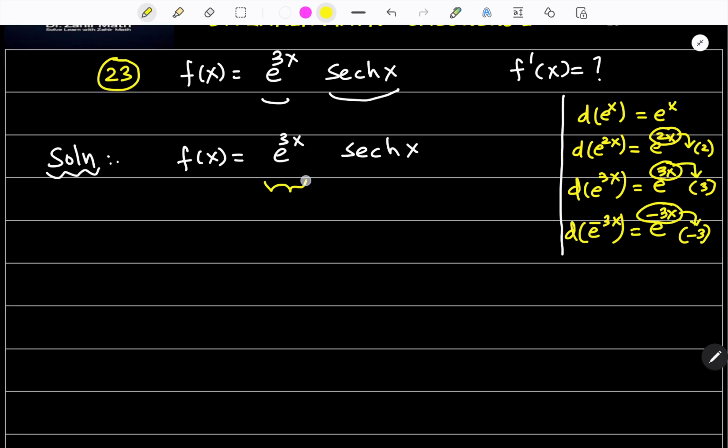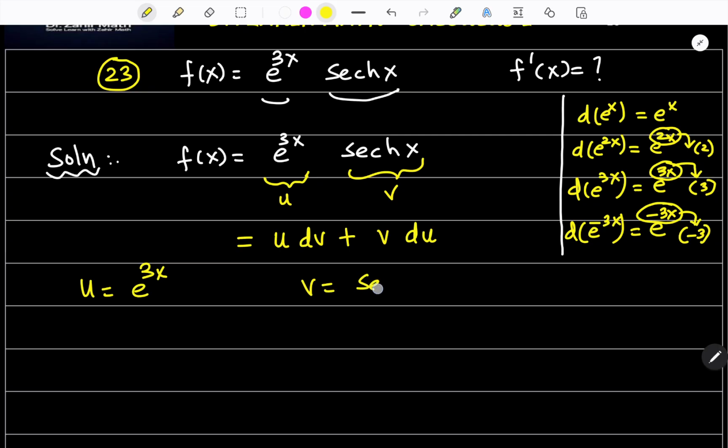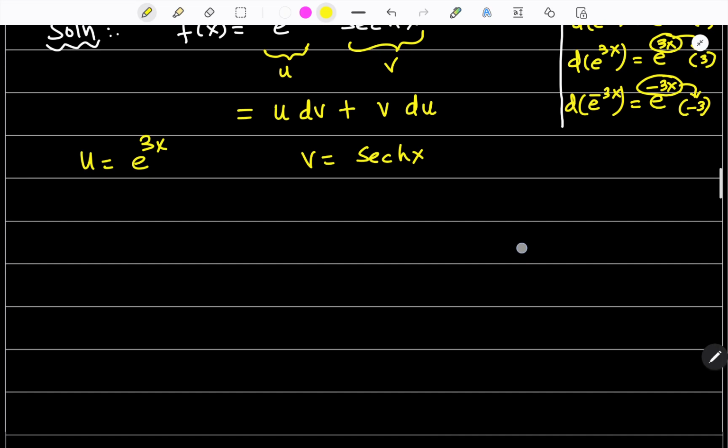Now this is u and this is v. What is the product rule formula? Keep u, derivative of v, plus keep v, derivative of u, right? So let me find the derivatives separately. So this is your u, e power 3x, and this is your v, secant hyperbolic x, okay?